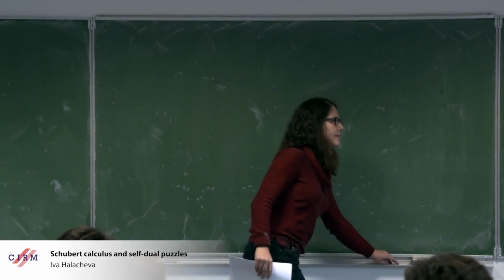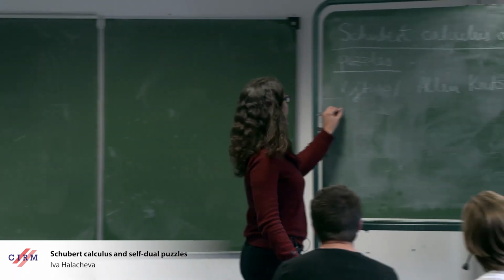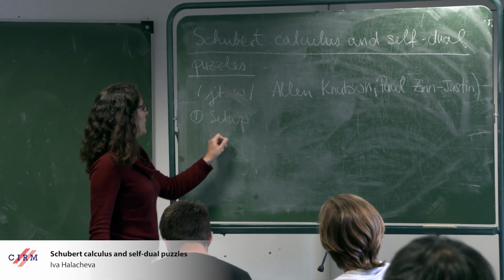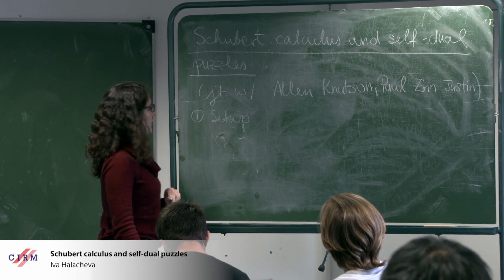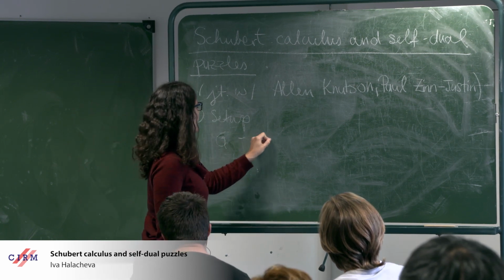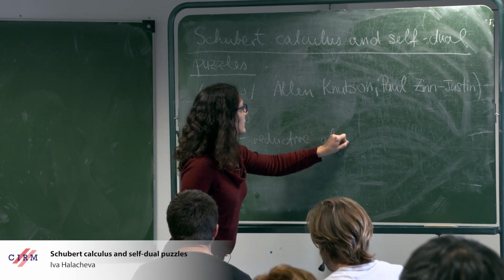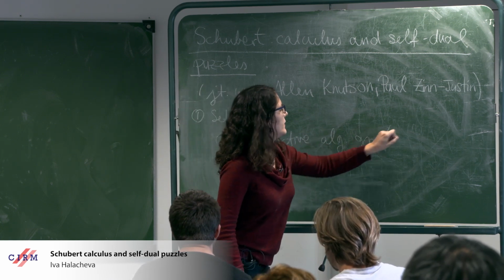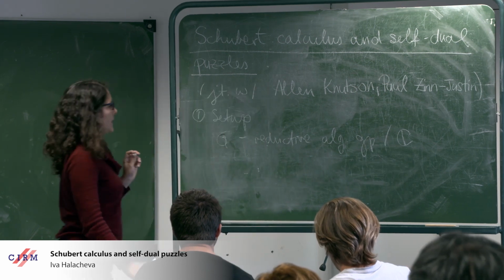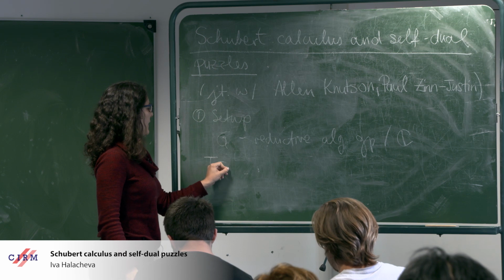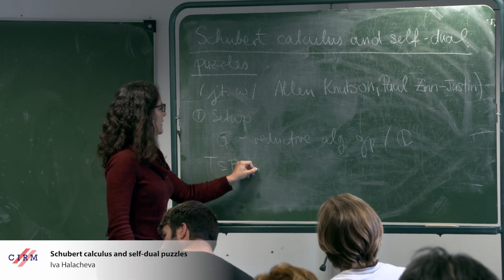So let me start with the setup. We take G to be a reductive algebraic group over the complex numbers, over C. And we fix a pinning, so a torus inside a Borel inside G.